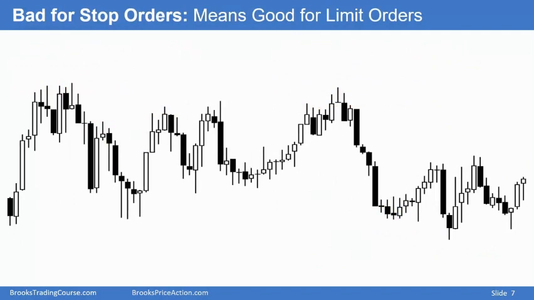Bad for stop orders, good for limit orders, because they are doing opposite things. The stop order trader is betting on a successful breakout. The limit order trader is taking the opposite side of that trade. He's betting that the breakout will fail and reverse.